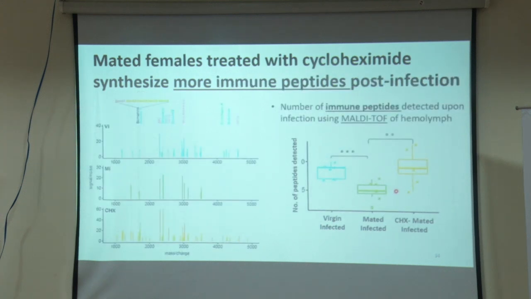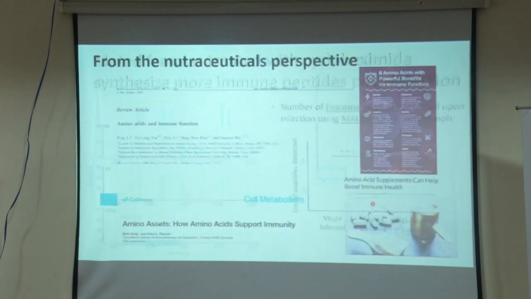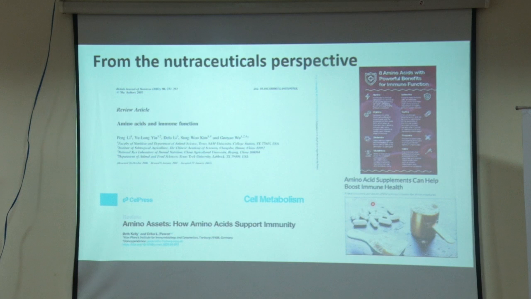We also looked at the production of immune peptides by using MALDI-TOF. So here it's a spectra of MALDI-TOF of antimicrobial peptides. And we again showed that the number of immune peptides produced by virgin infected and cycloheximide treated flies is significantly better compared to the mated infected females, suggesting that this is in some sense a plastic response. To put everything in perspective, it's possible that by providing amino acids or changing the diet, we can again maybe influence the translational capacity.